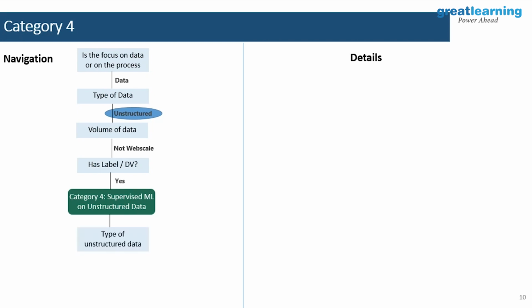Type of unstructured data, it gets very interesting here, because depending on the type of unstructured data, there are different techniques again, a different type or category of techniques. So if it is text, it's all about natural language processing, right?